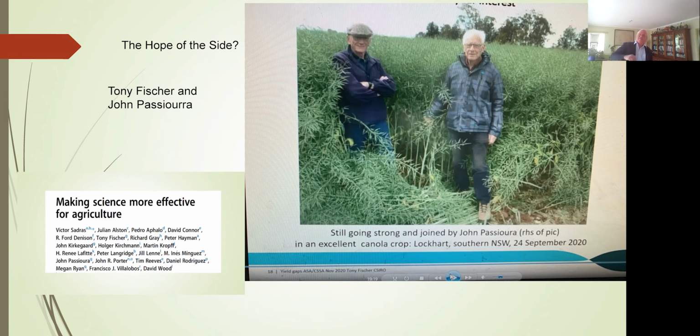I wanted to finish with this. Tony Fisher and John Passioura, both graduates of Melbourne in the 60s, still at it. And I think that's an inspirational photo, and I loved it, so I had to show that.